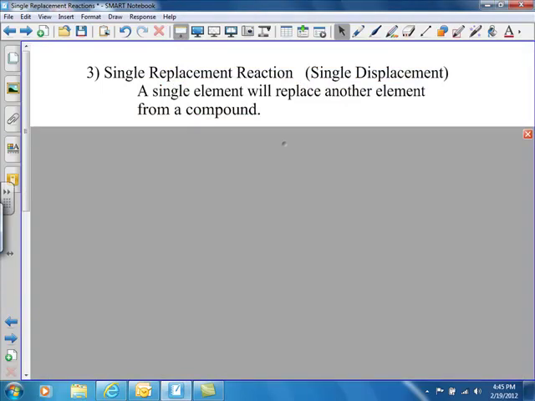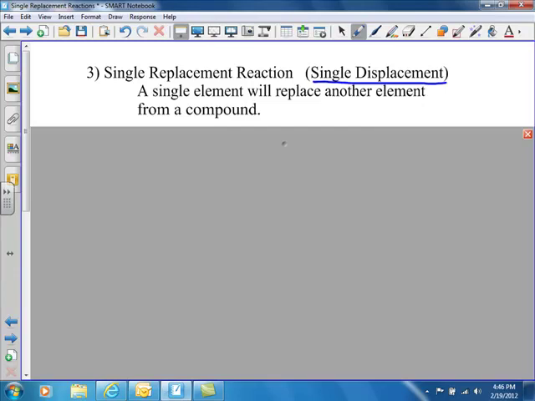So I have the number 3 up here because this is our third type of reaction. In a single replacement reaction, a single element will replace another element from a compound. Now, you'll see I put single displacement, because that's a new term that's come up in the last number of years, and I've always learned it as single replacement, so that's what I'll use.